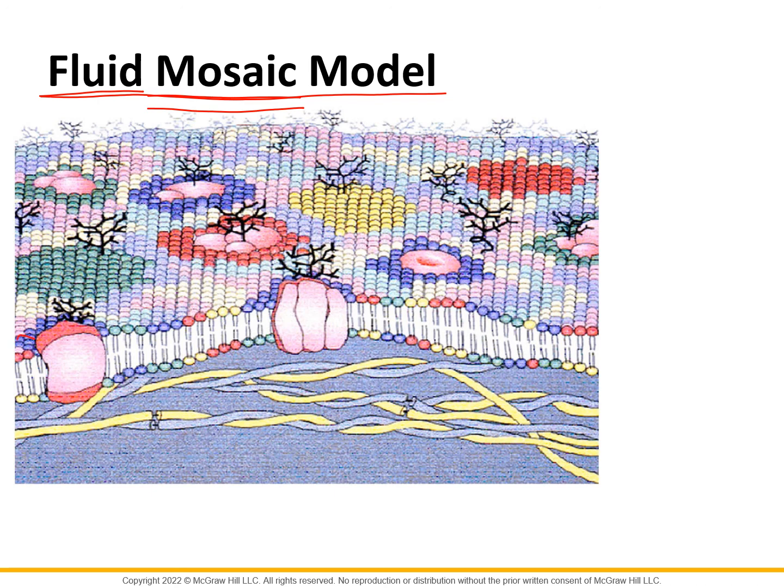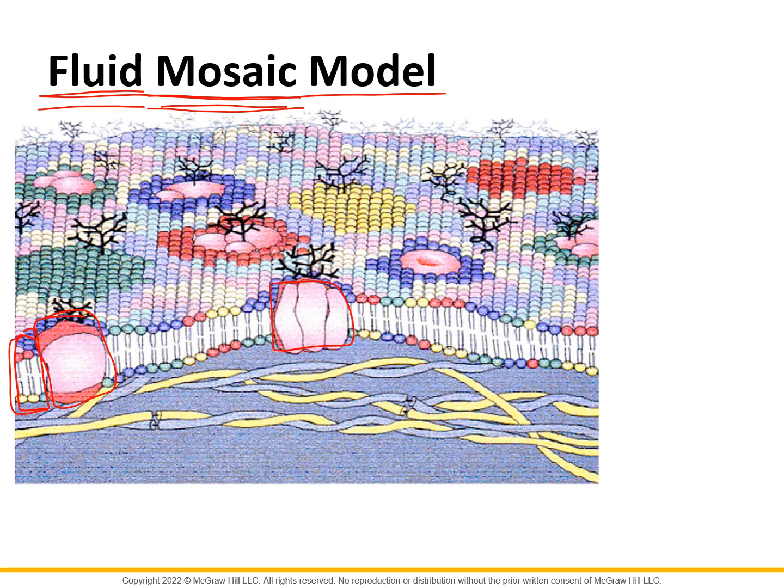So this is a diagram of the cell membrane. Here is the phospholipid bilayer, and here are different proteins that are embedded in the phospholipid bilayer. So the idea, again, is that it looks like a mosaic, like a picture, and that all of these molecules are fluid. They can move around in the plane of the membrane.